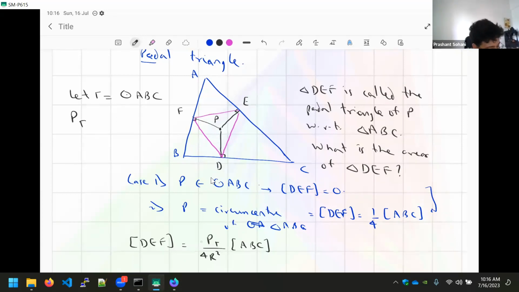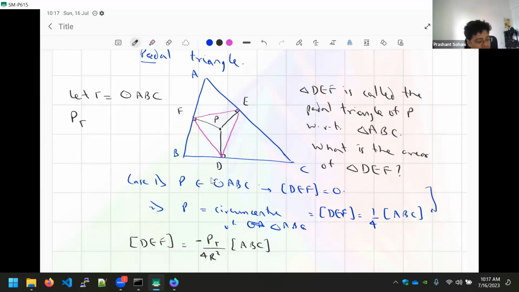And I should also add a minus sign over here, because when the point is inside the triangle, I have to explain why that minus sign is there at some other point. But right now, just understand that when the point is inside the circumcircle, then the power is negative. So just to make the whole area positive, I'm adding this minus sign. I will give a more detailed explanation of that later on. But this is the expression of the area of the pedal triangle.